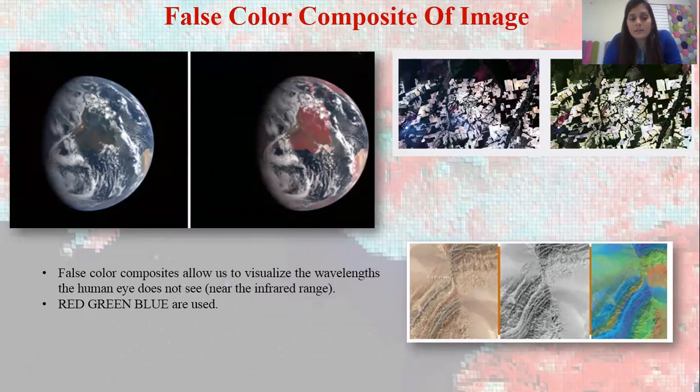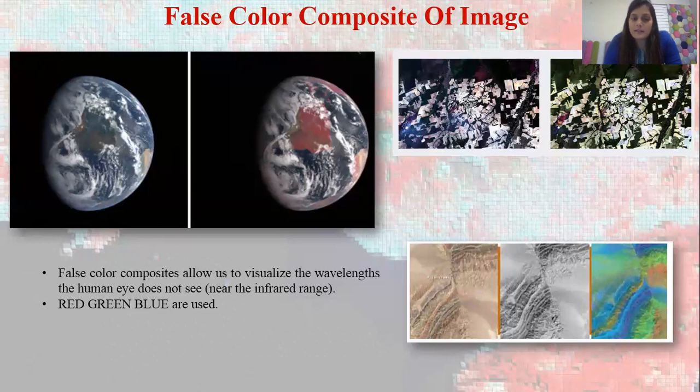What is false color composite? Yes, this is very important. The image of earth I have shown here. Where there is a green substance, it is shown in green in the next image, right? So you can see black is shown here in red. The main aim of false color composite of image is what? A false color composite allows us to visualize wavelengths the human eye does not see, like the near infrared range. If the human eye cannot see, then these bands will transfer their energy and can be seen.